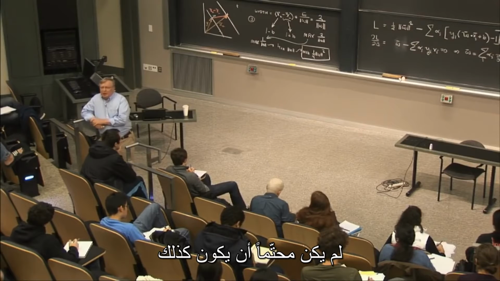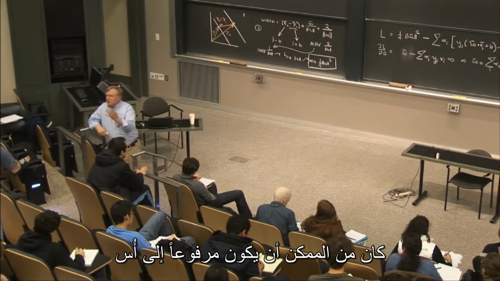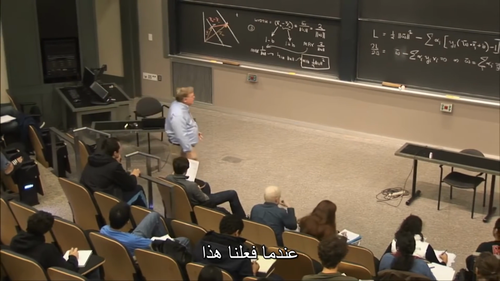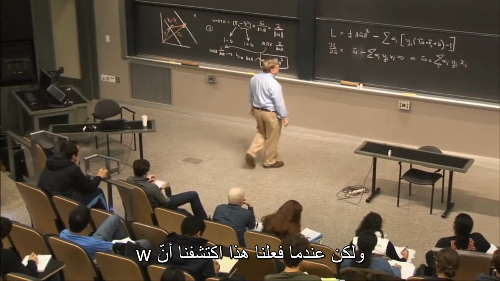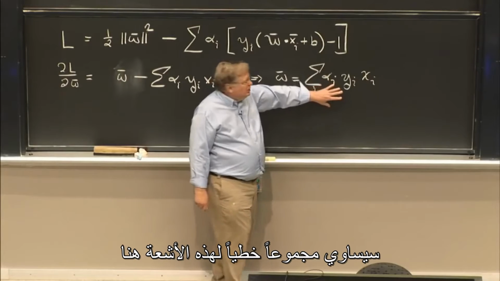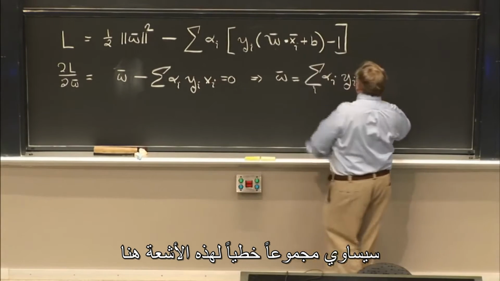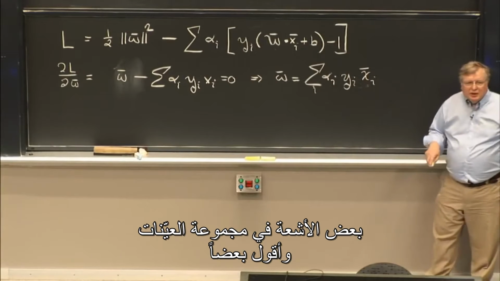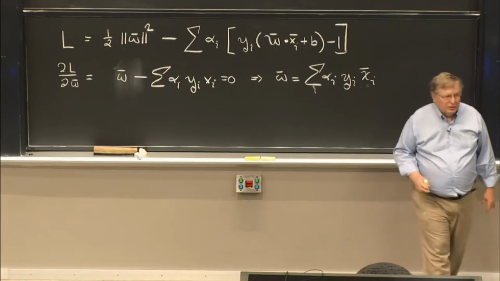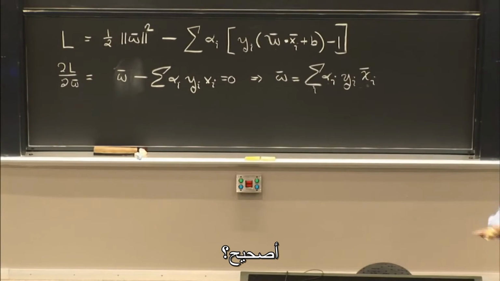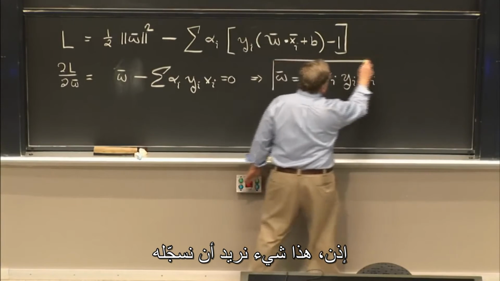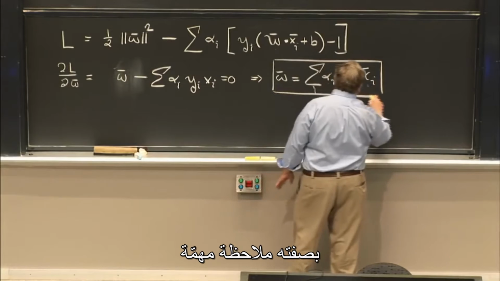It didn't have to be that way. It could have been raised to a power, there could have been a logarithm. All sorts of horrible things could have happened when we did this. But when we did this, we discovered that W is going to be equal to a linear sum of these vectors here, some of the vectors in the sample set. And I say some because for some, alpha will be 0. All right? So this is something that we want to take note of as something important.